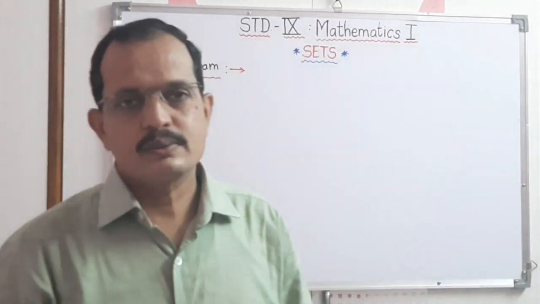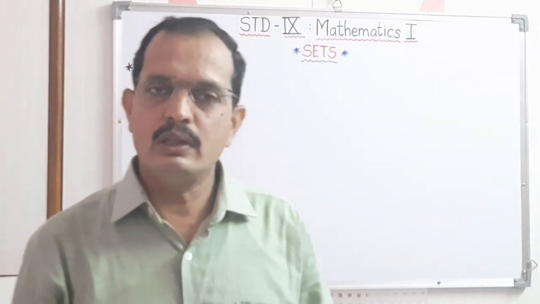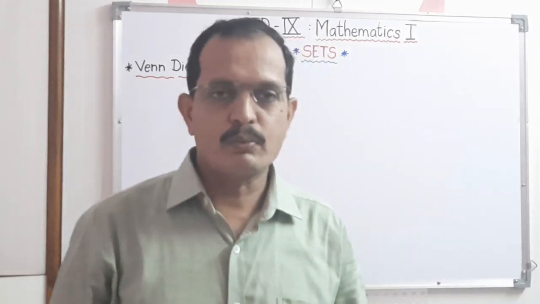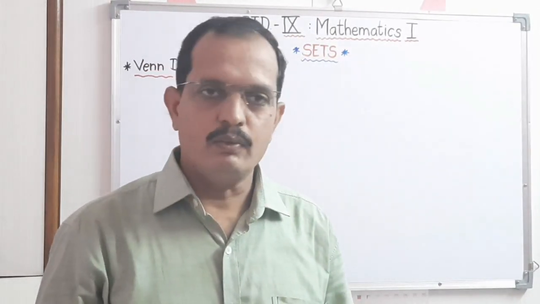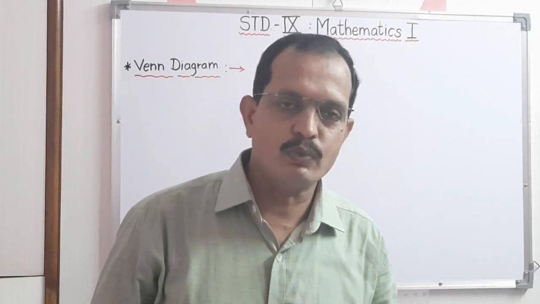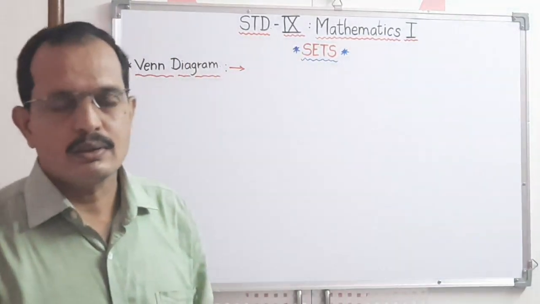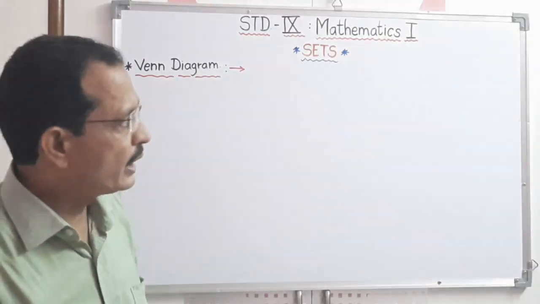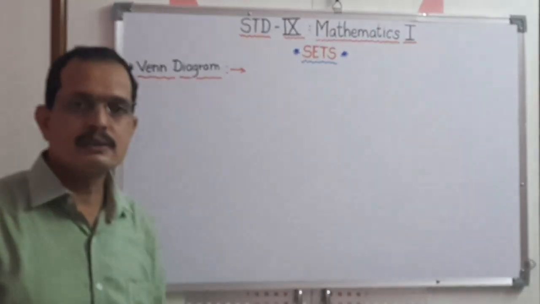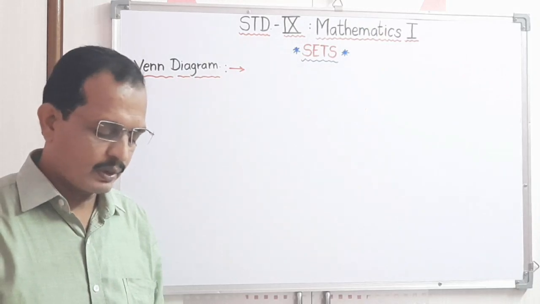Welcome dear students. In the last lecture we learned different types of sets and we completed practice set 1.2. Today our topic is Venn diagram and subset relationship.